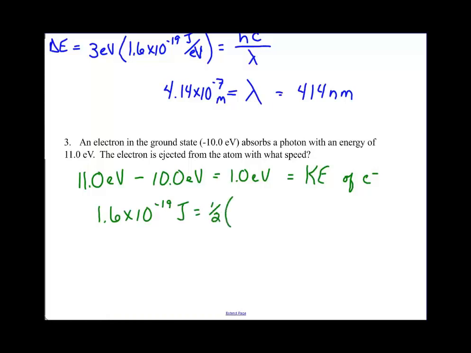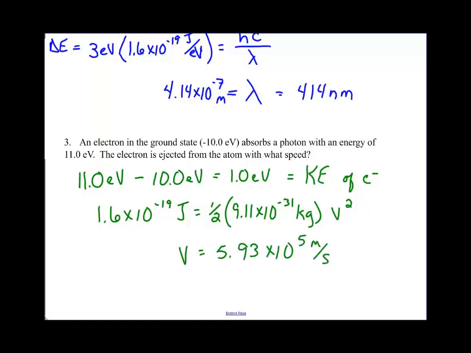That's a value that you'll be able to look up. It's 9.11 times 10 to the negative 31 kilograms. Tiny little thing. And then I want the velocity, so that's what I'm looking for. Do the algebra, I get a velocity of 5.93 times 10 to the 5th meters per second.